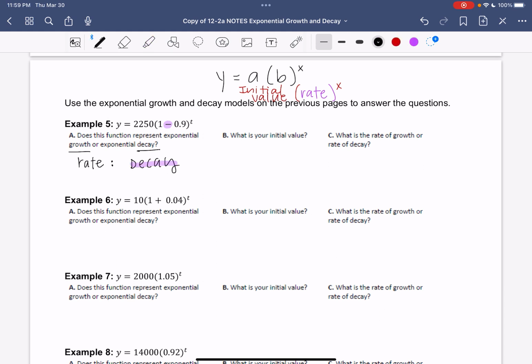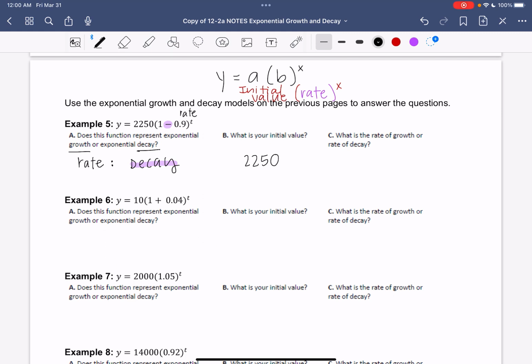What is your initial value? Your initial value is always in front of the parentheses. So our initial value here is 2,250. And then it says, what is the rate of growth or rate of decay? So in order to know that, you just have to know what it's subtracting by. So it's subtracting by that 0.9. That 0.9 is our rate value.